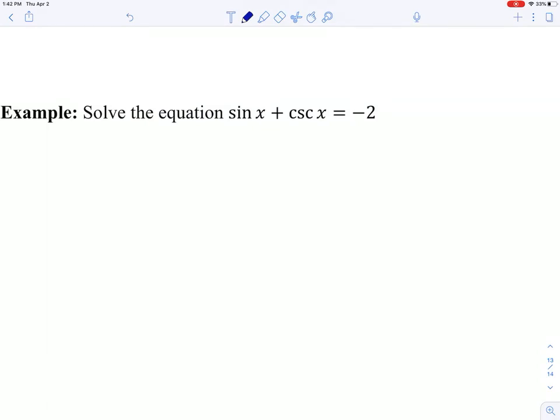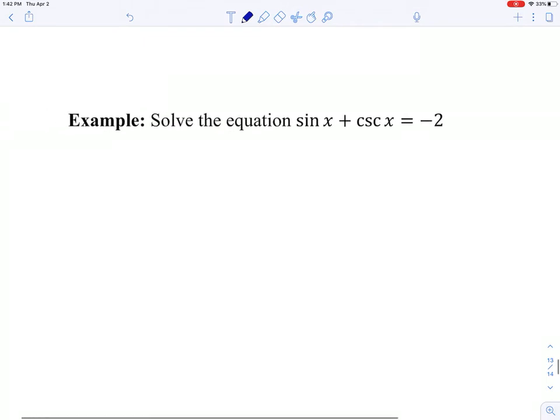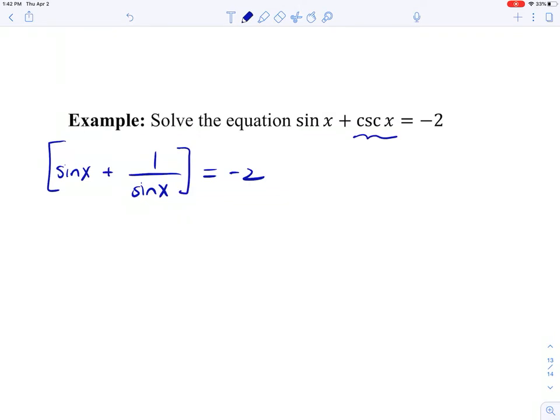Okay. So we have sine and cosecant on the left. What sticks out to me is rewriting cosecant in terms of sine. And then now I don't want to have sine of x. We're solving for x. I don't want to have sine of x in the denominator.